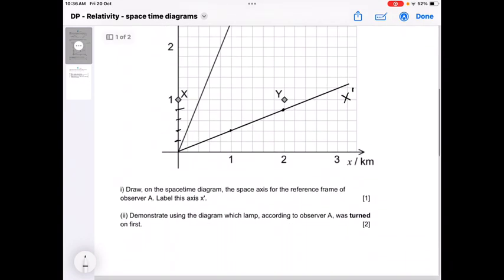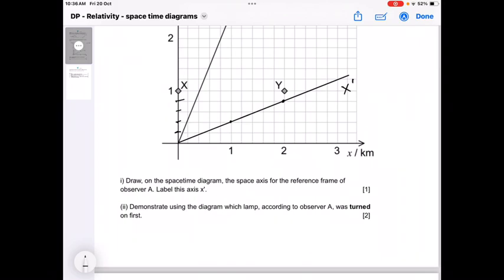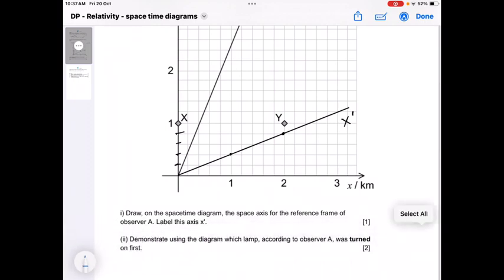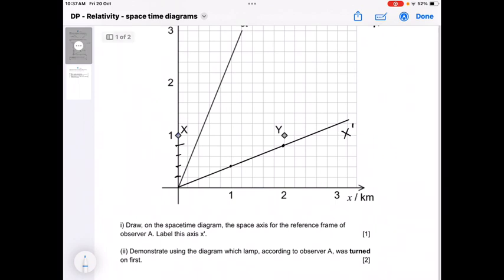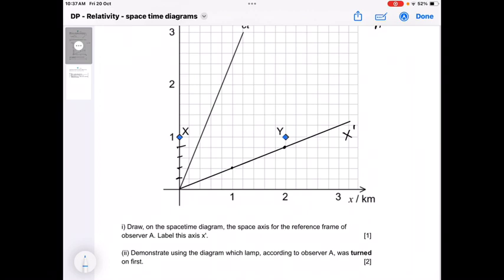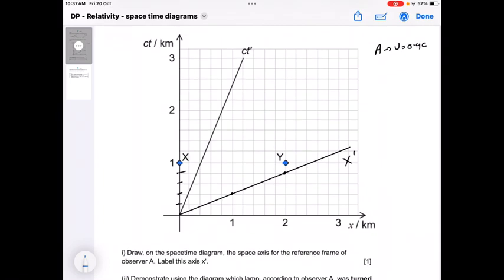for observer A. The second part is: demonstrate using the diagram which lamp, according to observer A, was turned on first. Now as we can see from the diagram, looking from the reference frame of B, you can see both X and Y, which I am marking in blue so that it is visible. Both of these are on the same ct line at point 1. So according to observer B, both these events have occurred simultaneously. But let us see according to observer A whether the lamps turned on simultaneously, or was there any difference in time lag between these two.